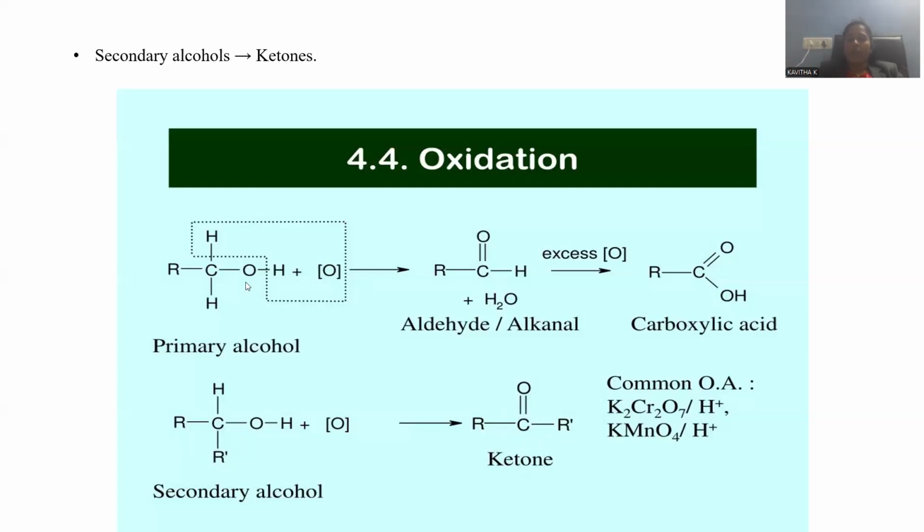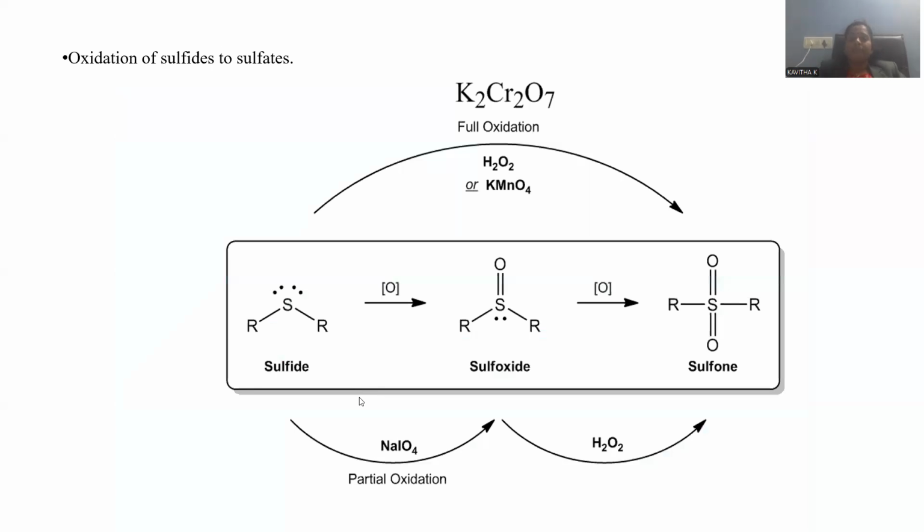So this is the way. Primary alcohol gives rise to a carboxylic acid. Secondary alcohol gives rise to a ketone as the product with K2Cr2O7. This is the oxidation pattern. Now, we have another application, that is sulfides being transformed into sulfates.